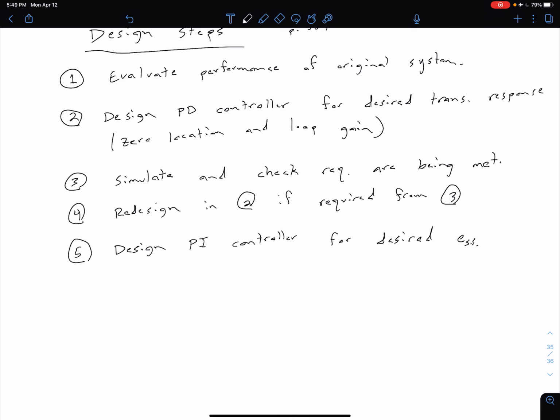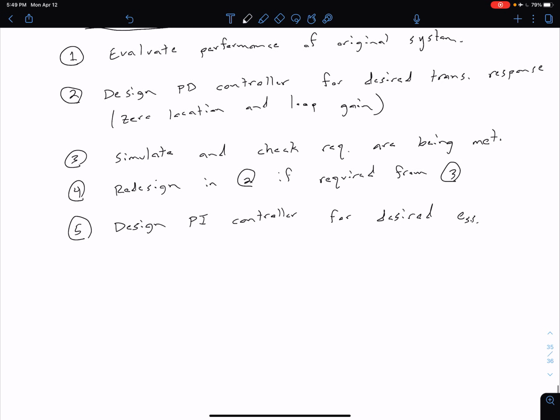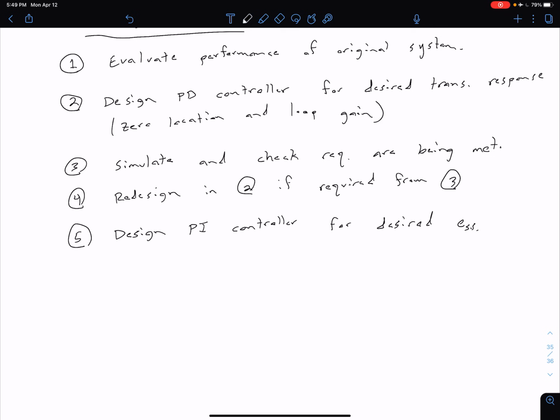Okay, so once we've designed the PI controller as well as our previous design of the PD controller in step 2, we're now ready to determine specific values of our gains K1, K2, and K3. So now we can determine our gains K1, K2, and K3.